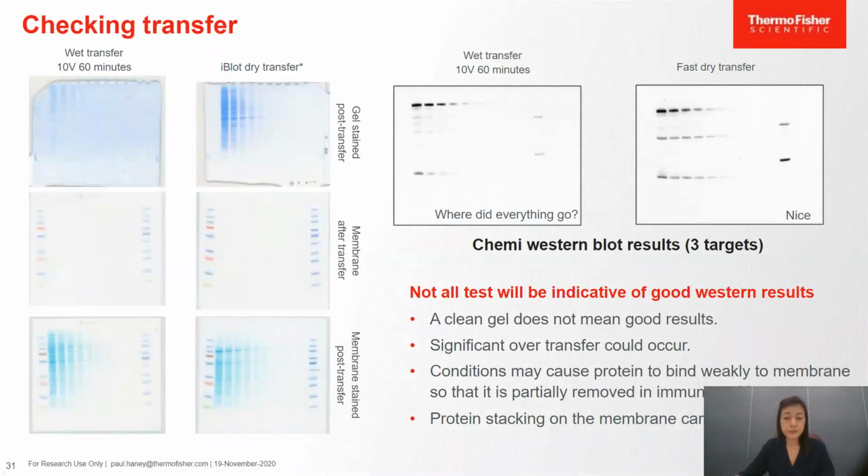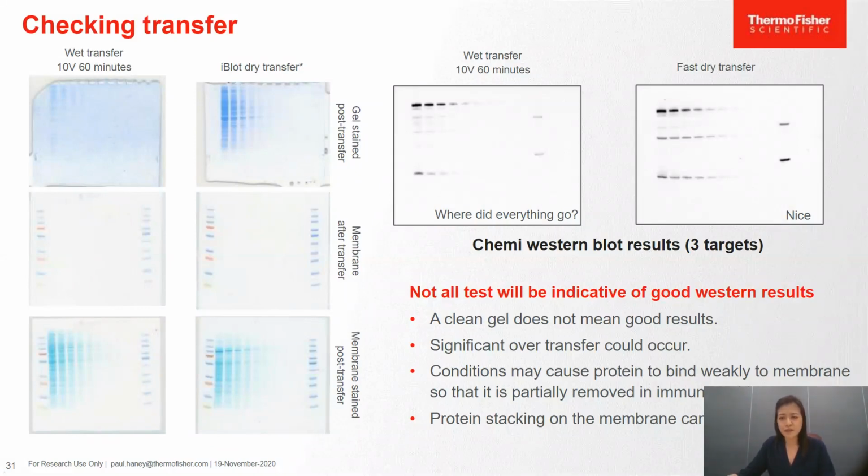When checking transfer, some commonly used tests are to check how much protein is remaining on the gel and how much protein has been transferred to the membrane. However, note that not all tests are indicative of good Western results. In the wet transfer on the left, you can see there is little protein left on the gel, and most, including the very high molecular weight bands, are transferred onto the membrane.